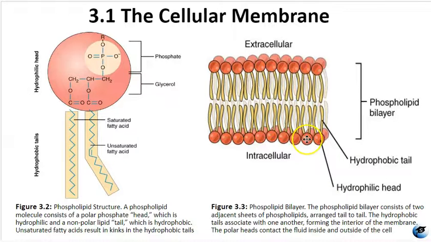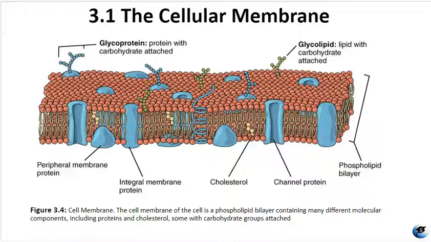Figure 3.3 shows the phospholipid bilayer. Notice that the two layers of phospholipids align tail to tail, and their hydrophilic heads form the exterior of the membrane. This is where they can interact with fluids both inside and outside of the cell. Figure 3.4 shows the cell membrane with the phospholipid bilayer as well as several other types of molecular components, such as glycoproteins, glycolipids, cholesterol, integral membrane proteins, peripheral membrane proteins, and channel proteins.